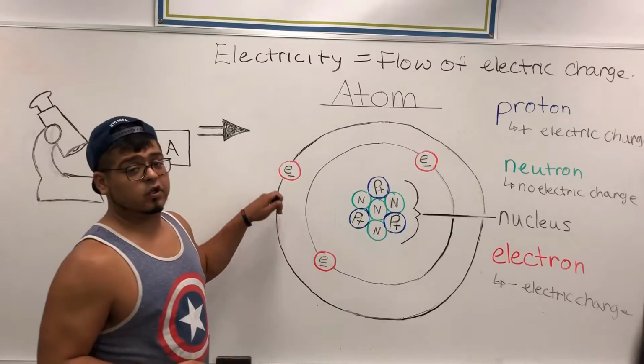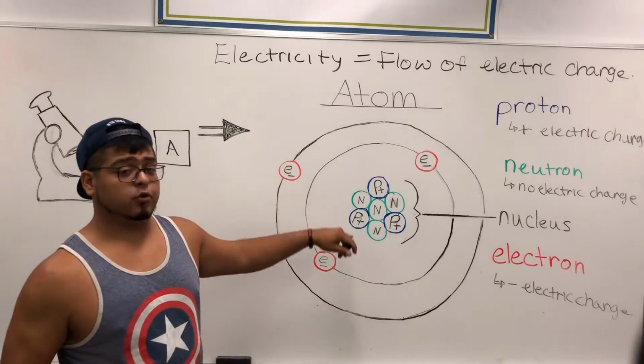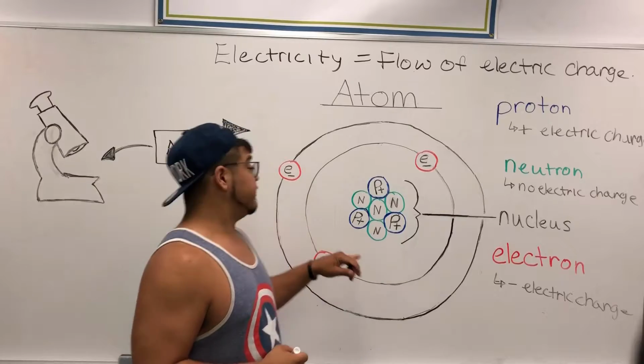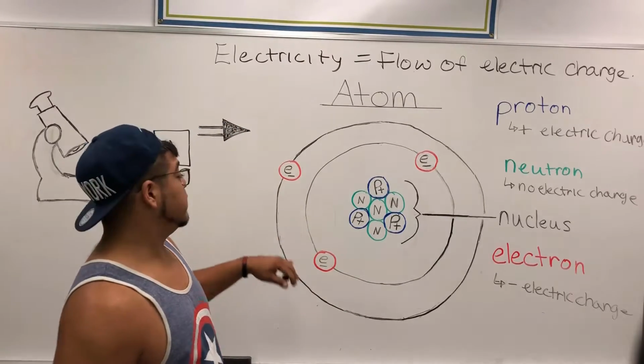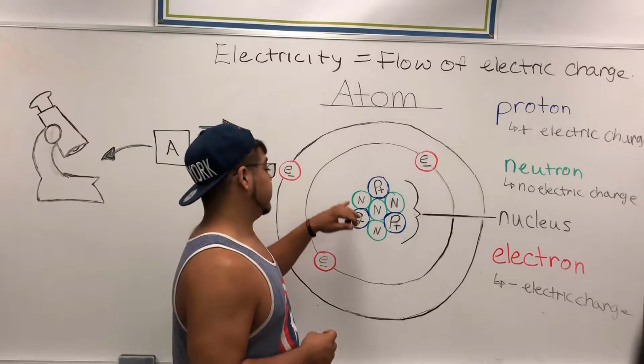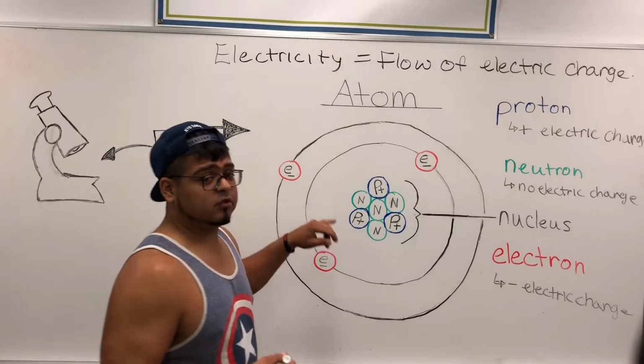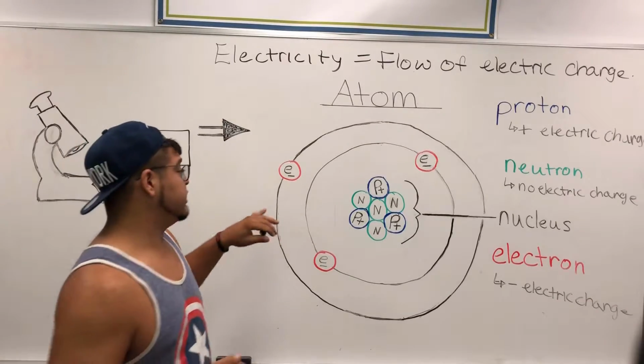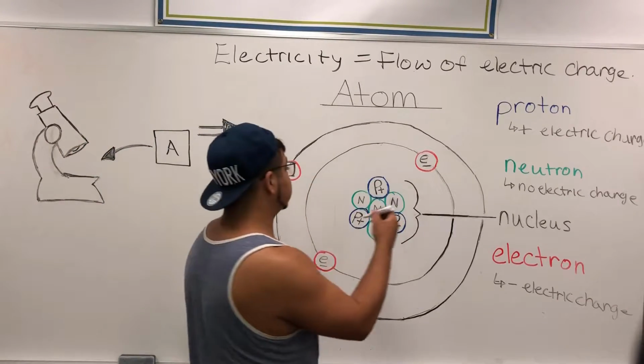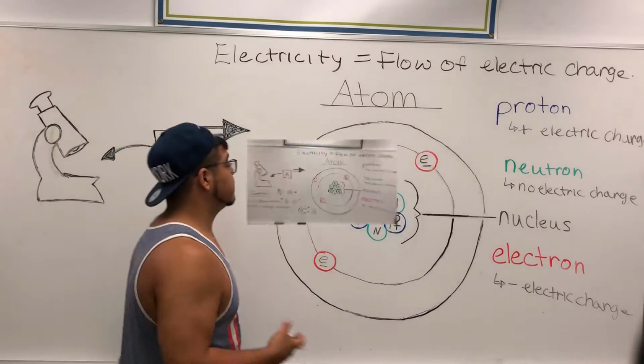Electrons in real life are a lot smaller and a lot lighter than the protons and the neutrons. But for simplicity, we're going to go ahead and draw them proportional to the size of the protons and the neutrons. But in real life, they are actually, like I said, smaller, a lot lighter, and they travel so fast around the nucleus that they look more like clouds.